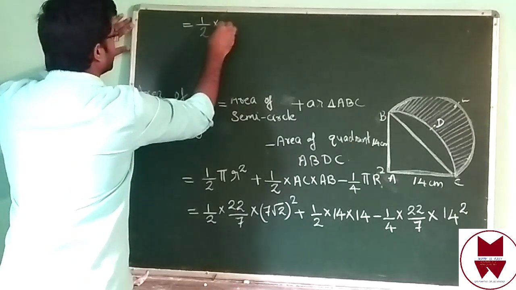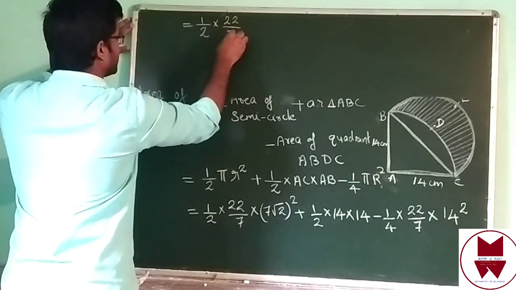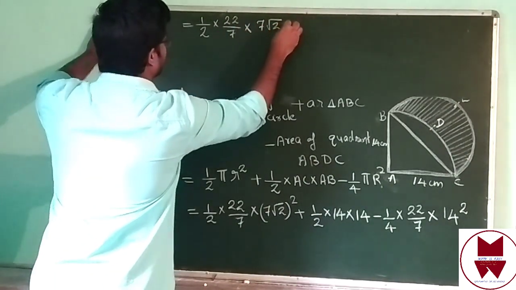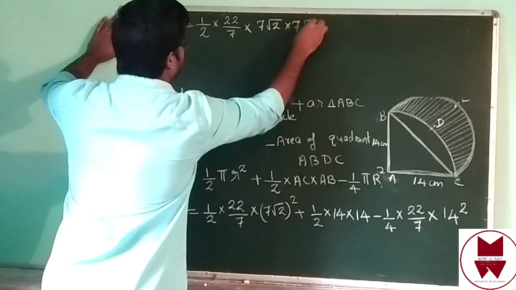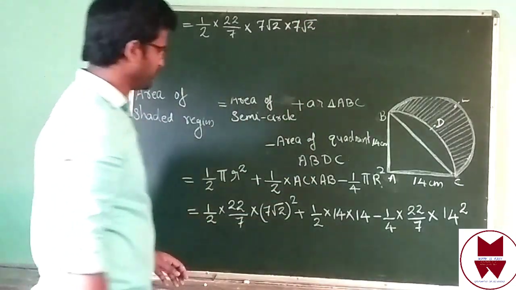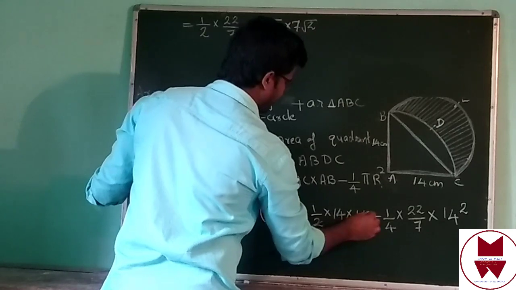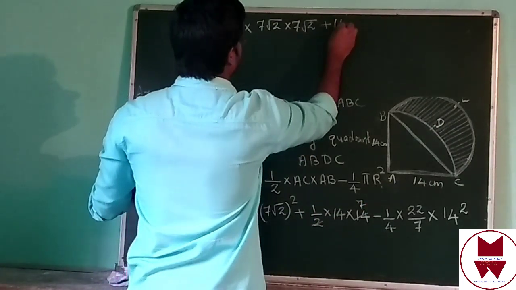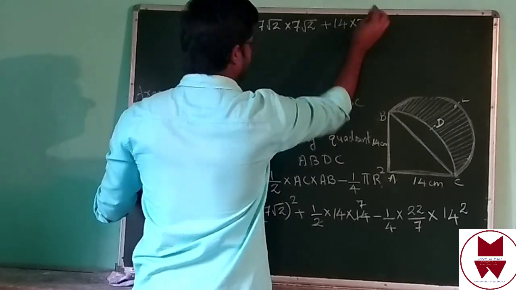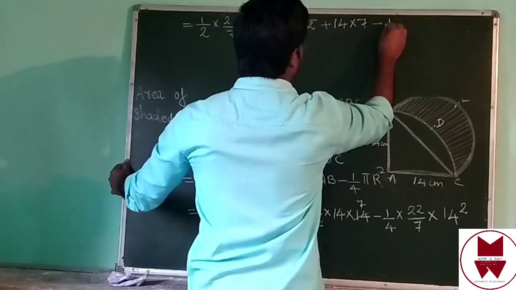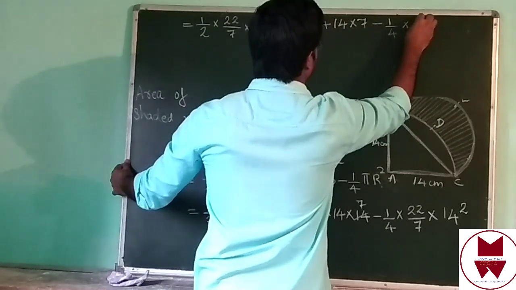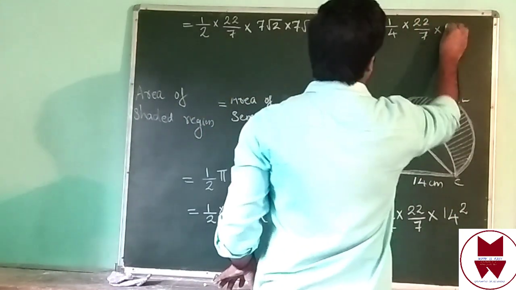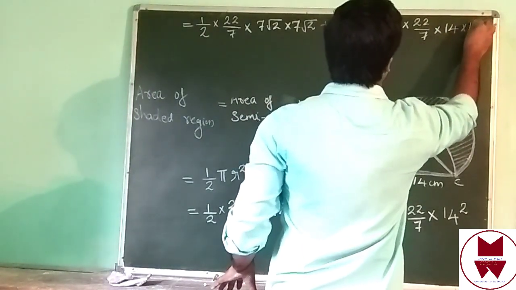One by 2, 22 by 7 into 7 root 2 into 7 root 2. 7 root 2 whole square, we can write 7 root 2 into 7 root 2. This 2 and 14 cancel 7 times. 14 into 7 minus 1 by 4 into 22 by 7 into 14 square. That will be 14 into 14.